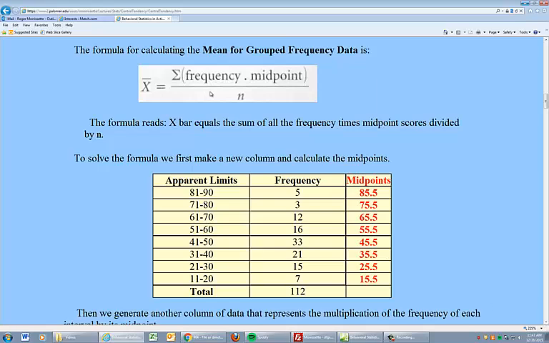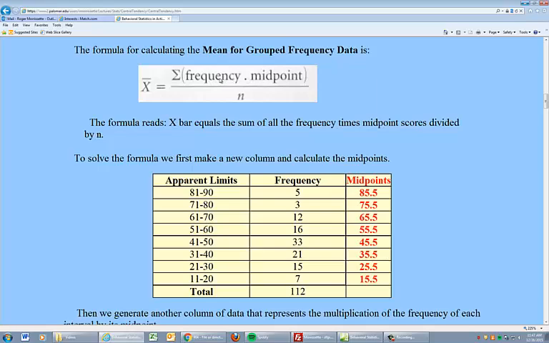So if we need to calculate the frequency times the midpoints, and this is all we start with, well, the first thing we got to do is calculate our midpoints. And I hope you remember how to do that from lesson 2. We just take the lower limit, add it to the upper limit, and divide by 2. 81 plus 90 divided by 2 is 85.5. So we do that for all our intervals. We have the frequencies and the midpoints.